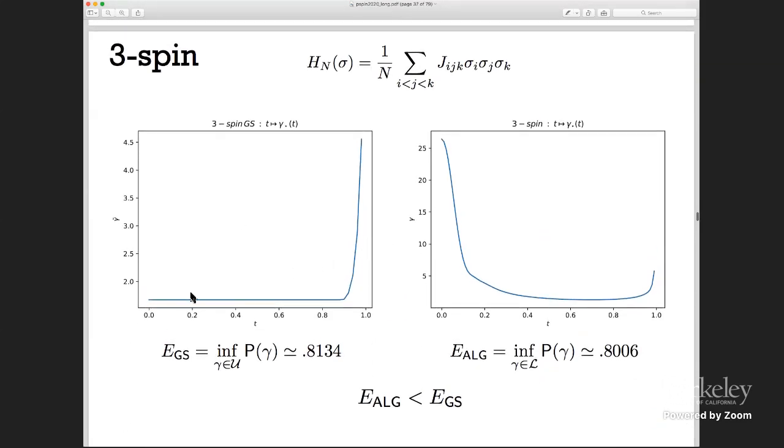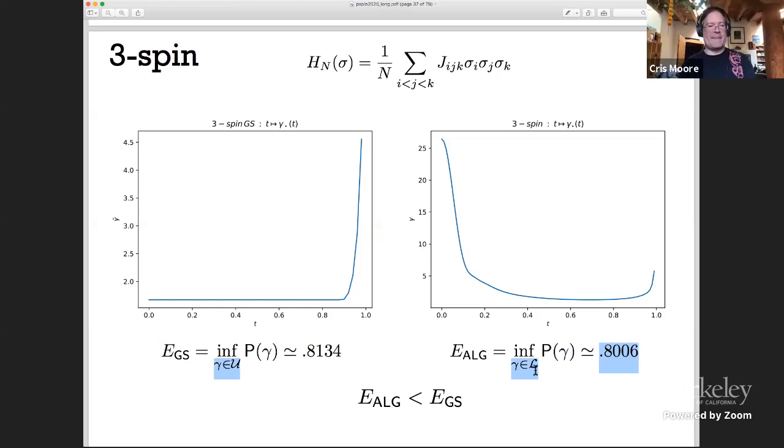So for the three-spin model, this is very different. If you solve the problem over U, which is the set of functions that are non-decreasing, there is a plateau, and then the function diverges. And the ground state energy is given by this number that is 0.81. On the other hand, if you solve the extended variational principle over this larger class L, we see that gamma will look like this, more or less. So gamma will be decreasing and then increasing. And this is very far from being non-decreasing, of course. And therefore, the algorithmic value is strictly smaller than 0.81. It's about 0.800. Okay, so there is a gap.